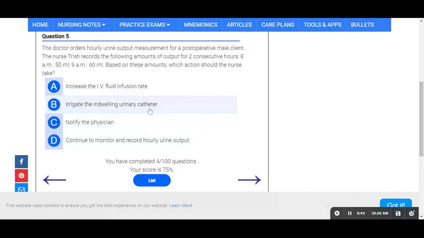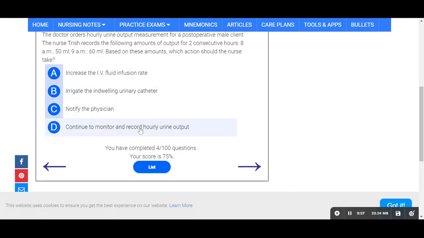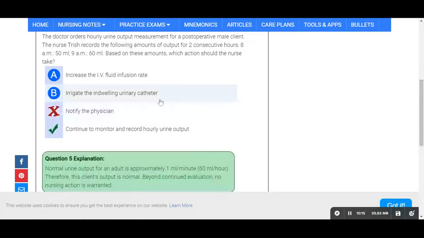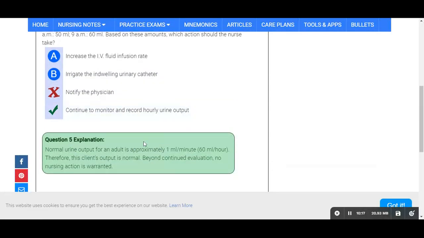Irrigating the indwelling catheter is not very connected to the situation. This one, continue to monitor. No, I don't believe this one. We have to do something about it. This is, remember, a post-operative male client. We're talking about post-op. Let's try notifying the physician. Okay, it's wrong. Oh, I see.